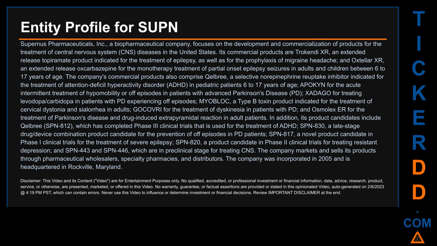In addition, its product candidates include Qelbree, SPN 812, which has completed Phase 3 clinical trials that is used for the treatment of ADHD, SPN 830, a late-stage drug-device combination product candidate for the prevention of OFF episodes in PD patients, SPN 817, a novel product candidate in Phase 1 clinical trials for the treatment of severe epilepsy, SPN 820, a product candidate in Phase 2 clinical trials for treating resistant depression, and SPN 443 and SPN 446, which are in preclinical stage for treating CNS.